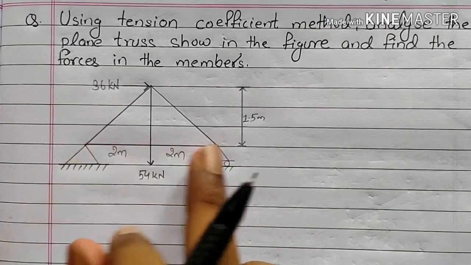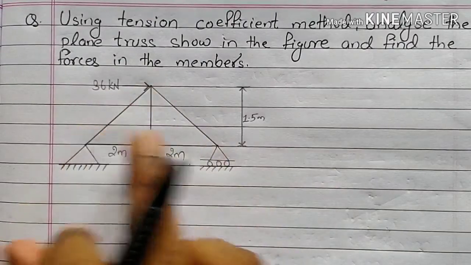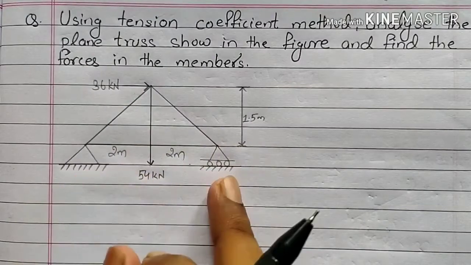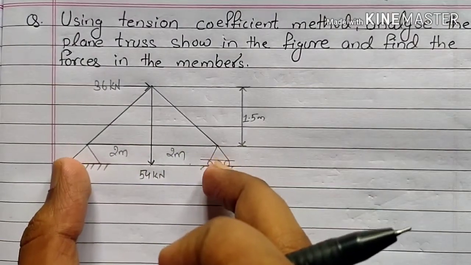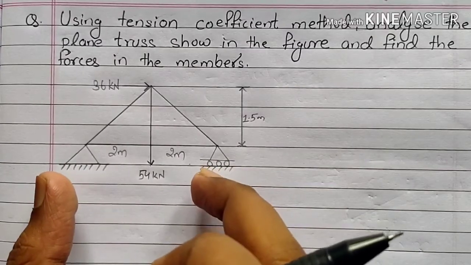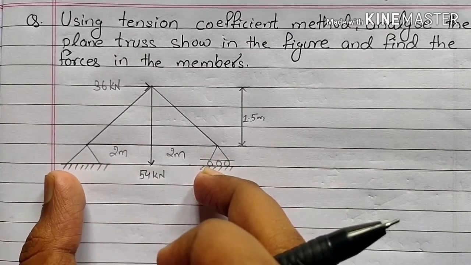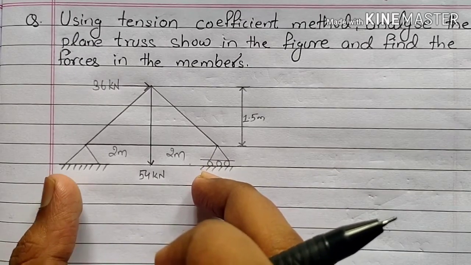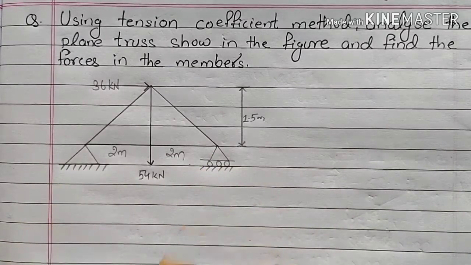Let me name these ends. Then after naming them, we will find the reaction at both the ends or both the supports, and for finding the reaction we will use the conditions of static equilibrium, which are summation Fx equals 0, summation Fy equals 0, and moment equals 0.